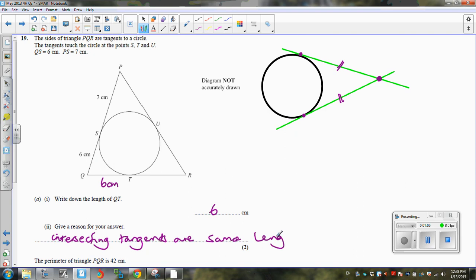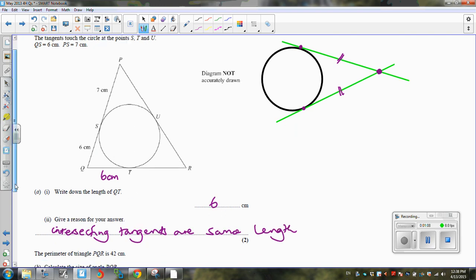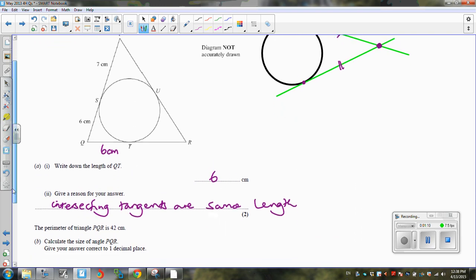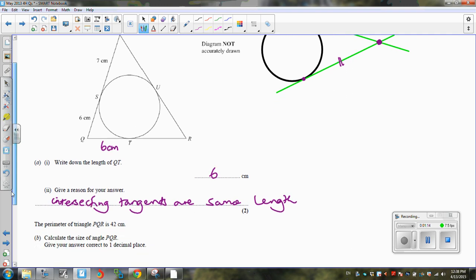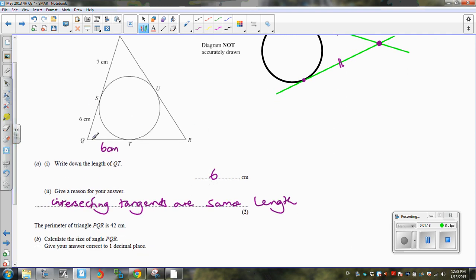That will do. Okay, the question now says that the perimeter of the triangle is 42 centimeters, and our job is to find the size of angle PQR. So let's call that angle X. So our job is to find that angle here. Now I know that if I've got a triangle and I need to find the size of an angle within that, I can either use the sine rule or the cosine rule if it's a non-right angle triangle. Now in this case I can't use the sine rule. I don't know any of the angles in the triangle, so I must use the cosine rule.